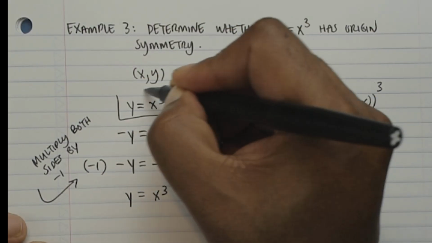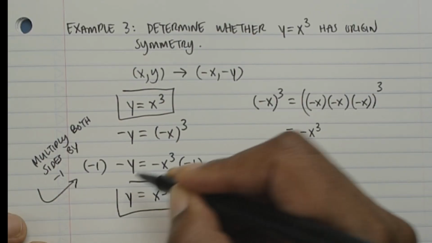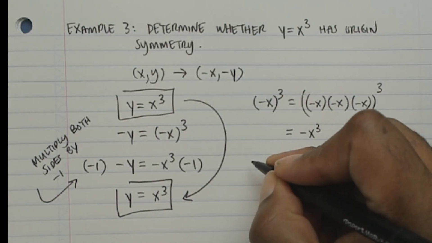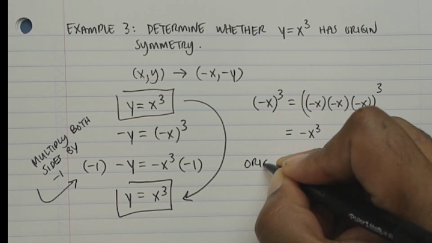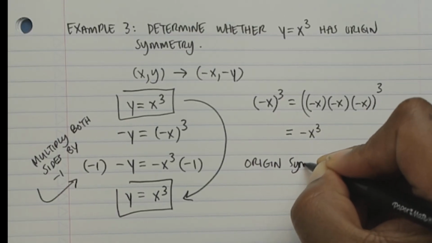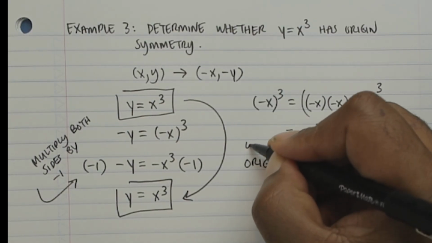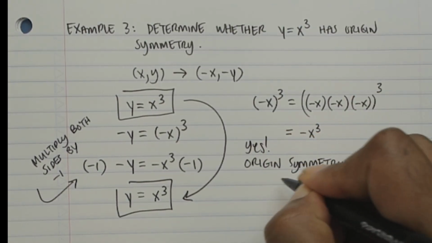So we started here, we ended here, and we obtained the original equation. Therefore, the answer is we do have origin symmetry.